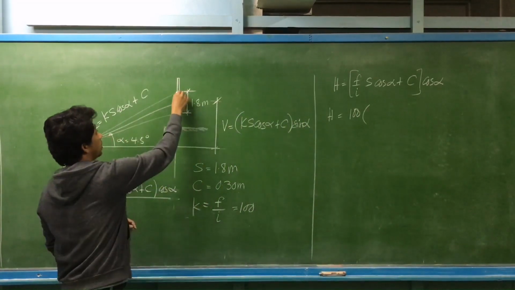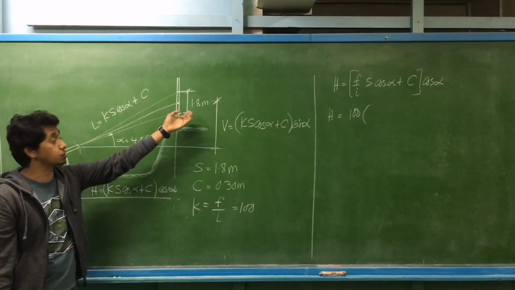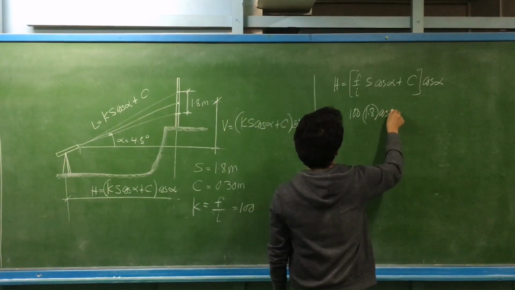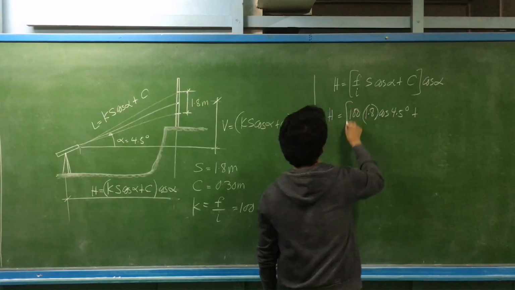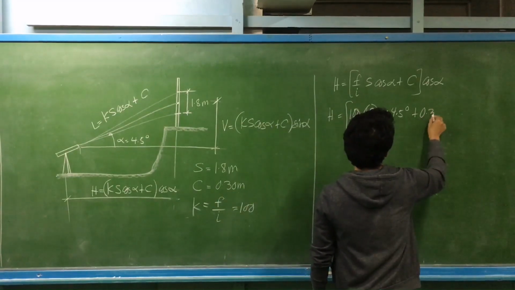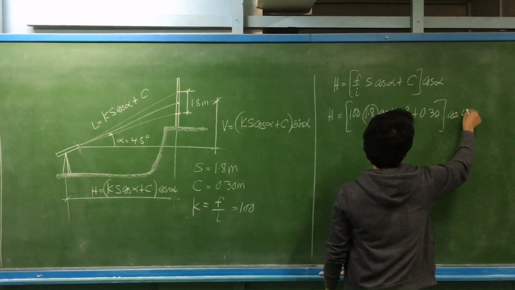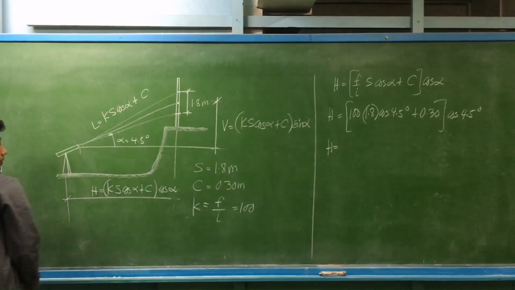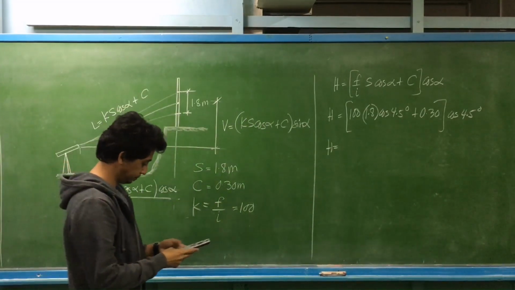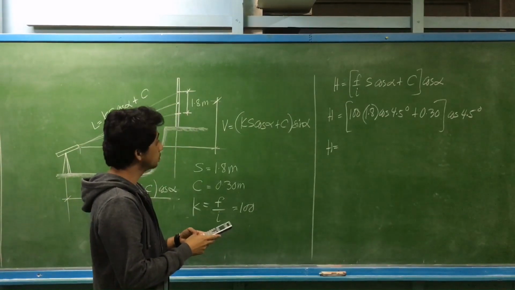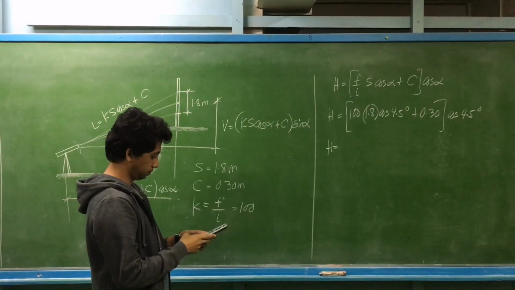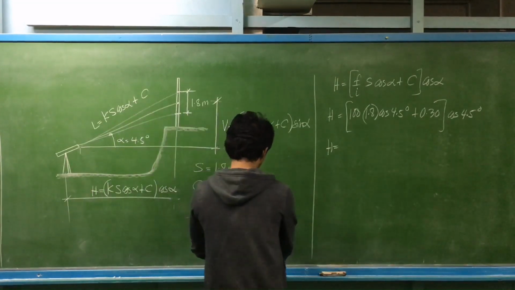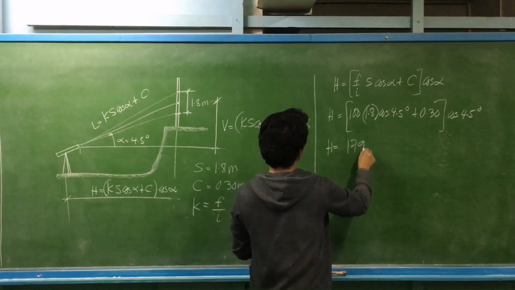Just in case lang na upper reading tsaka lower reading yung given, all you have to do is determine the difference. So 100 times, we have 1.8, this is cosine of 4.5 degrees plus, what is our stadia constant? We have 0.30. This is multiplied by cosine of 4.5 degrees. So what is the horizontal distance?